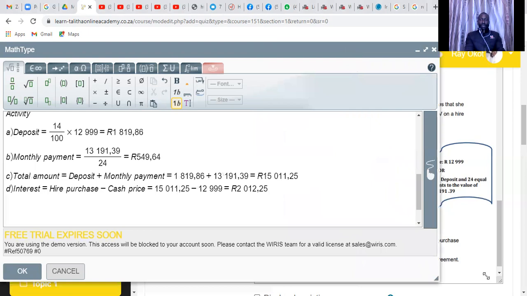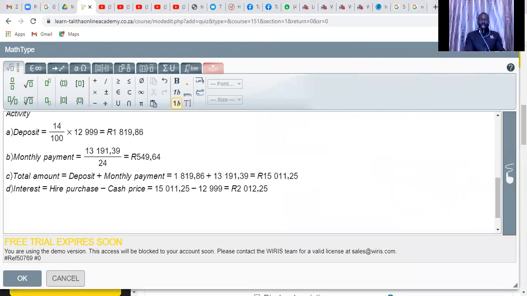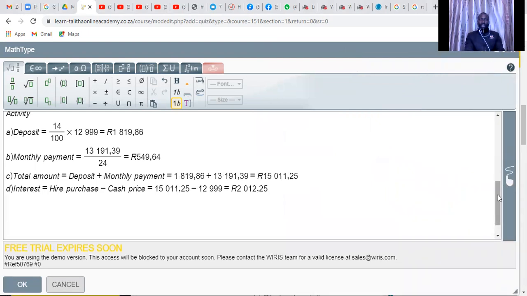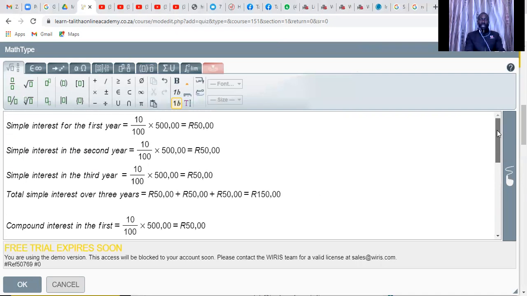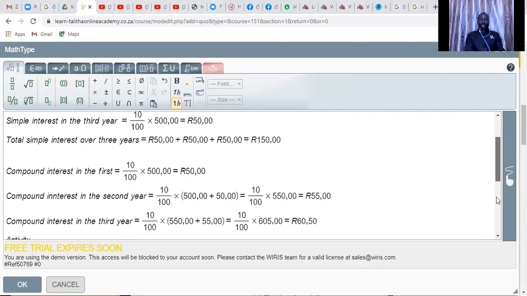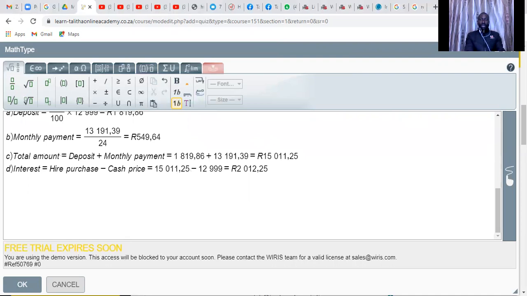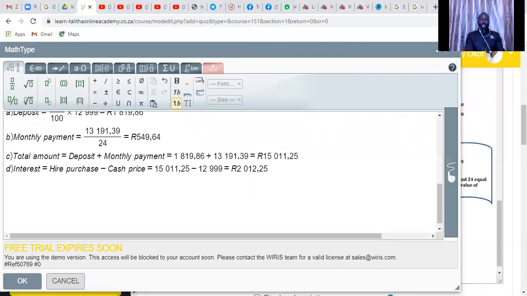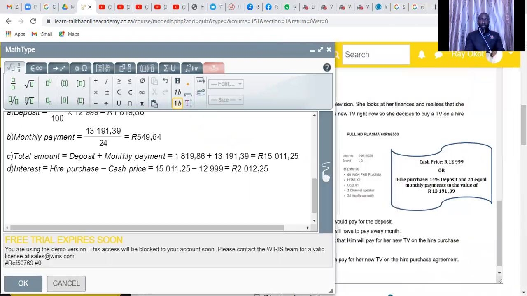So this gives us a brief introduction for the topic of today, which is finance, covering the section of interest. And after interest, we will later look at banking and inflation. So this is about interest.